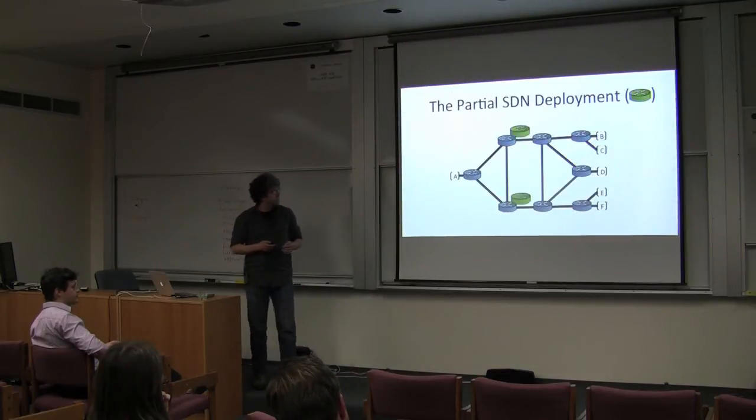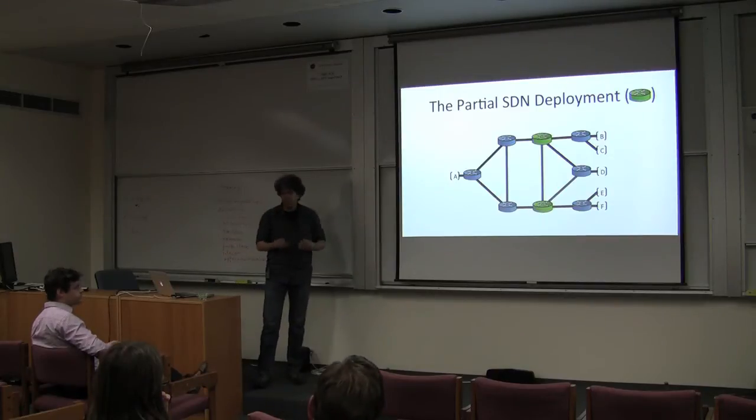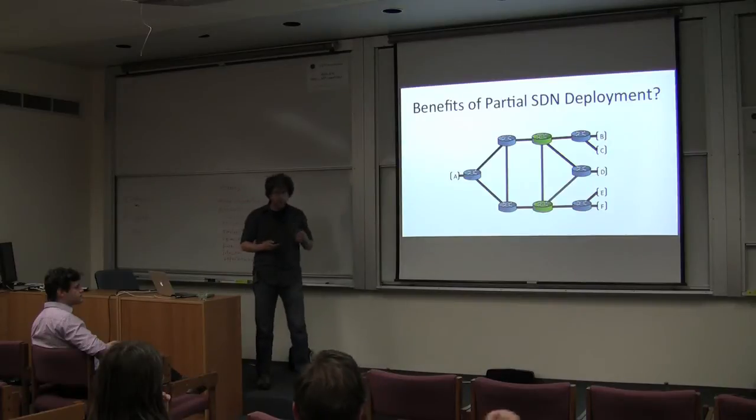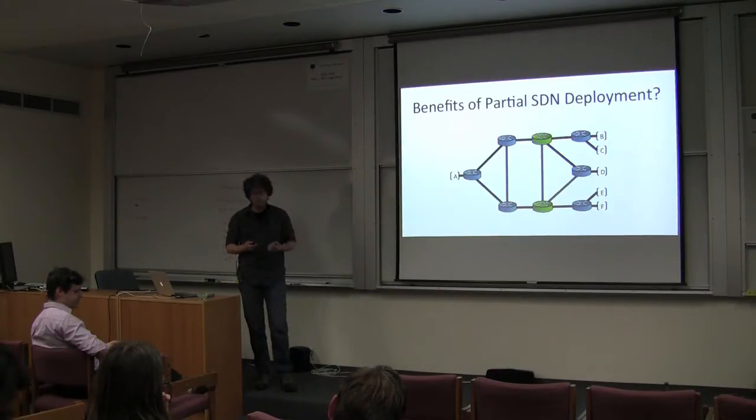So let's return back to the network and imagine that these are the two switches or routers that our tool decides we should upgrade to get an SDN abstraction of our network. Now, the first question, returning to our key questions, we want to ask is, what is the benefit of partial deployment in this particular network?